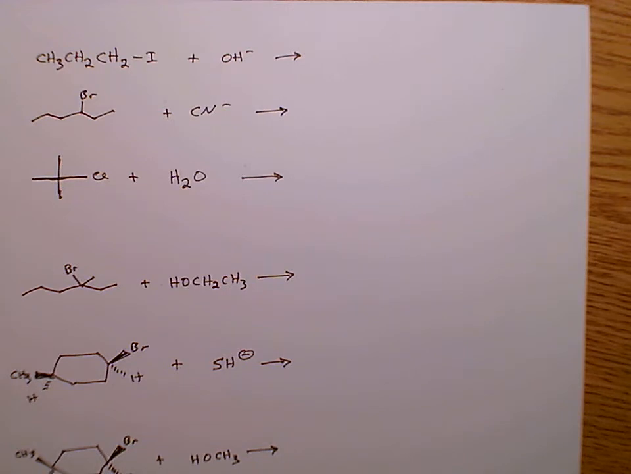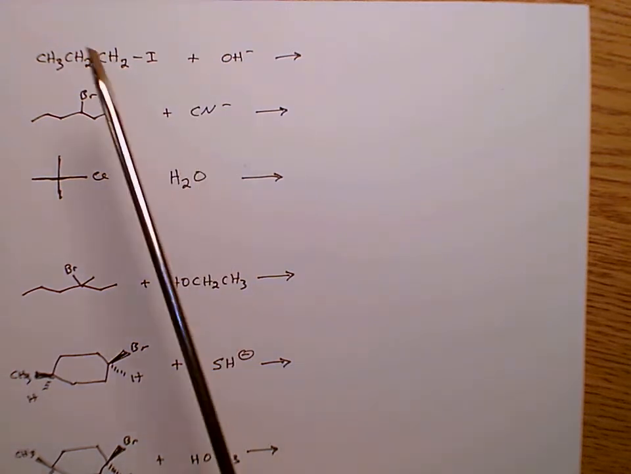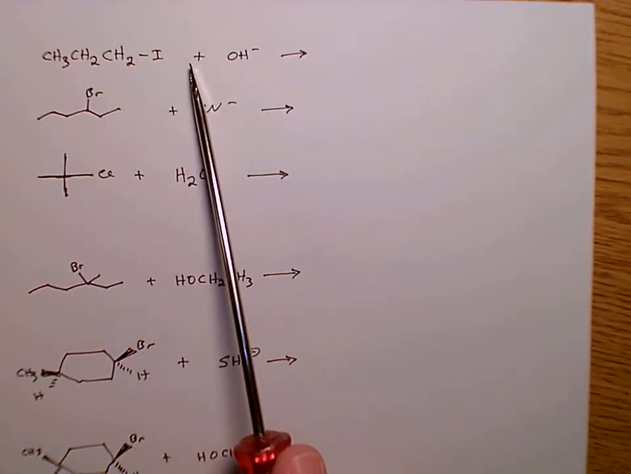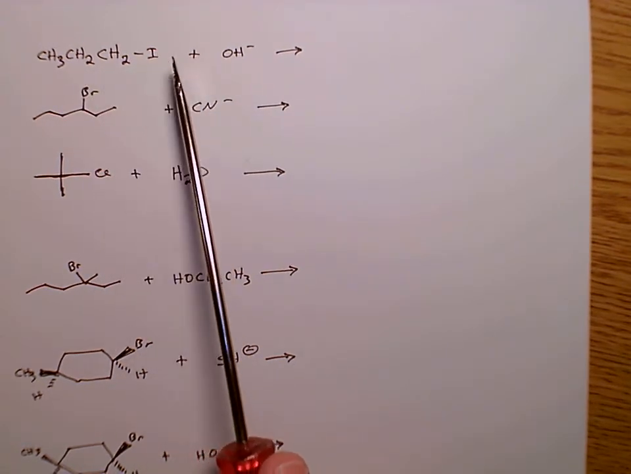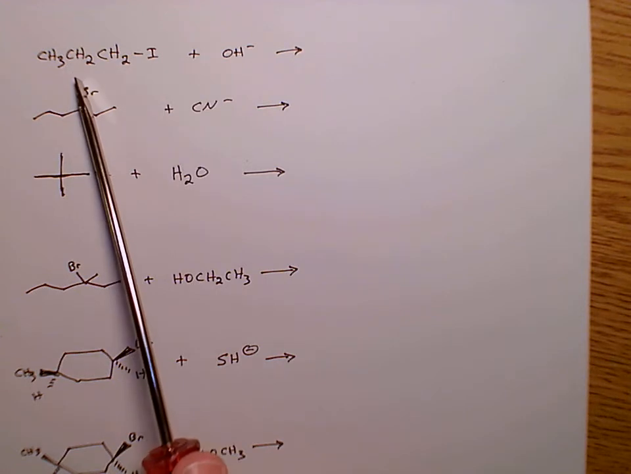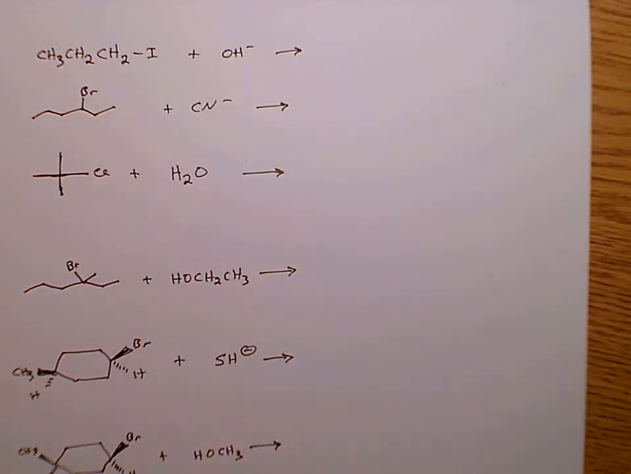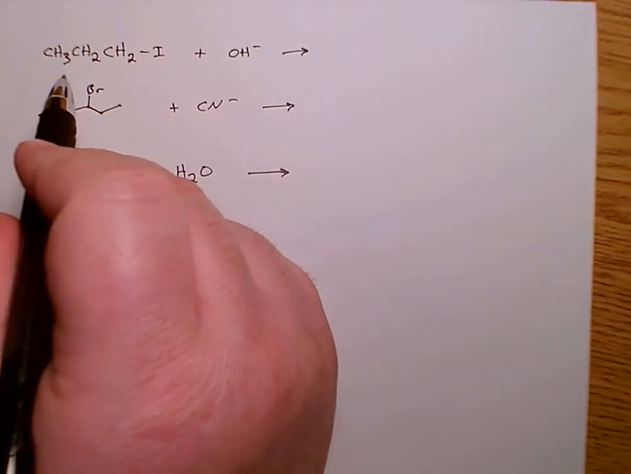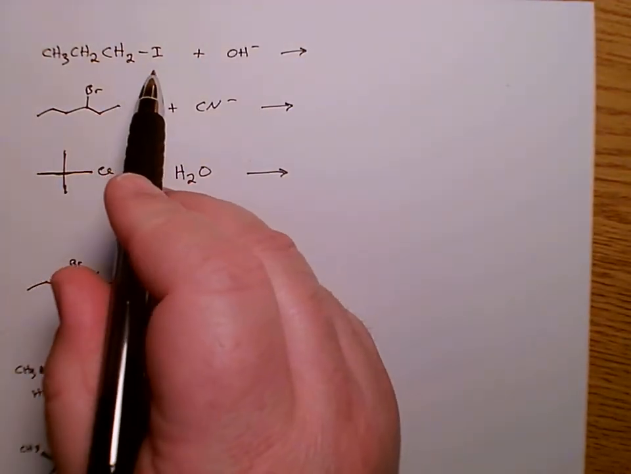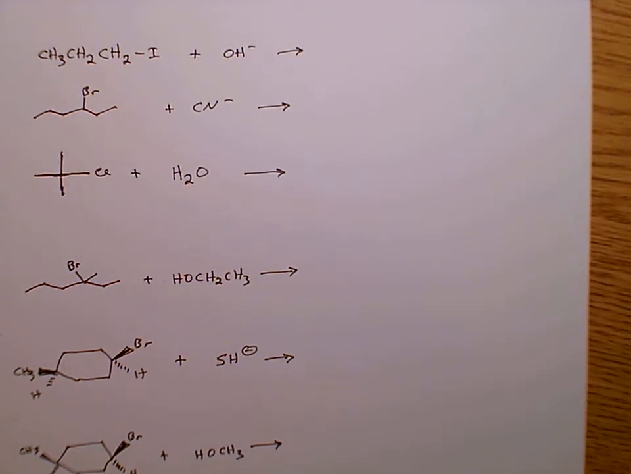All right. So where to begin? Well, let's begin at the top. We've got CH3CH2CH2I, propyl iodide, or 1-iodopropane, and we react it with OH minus. Well, what do we know about this? What can we say about this reaction? Well, first of all, do we have a good leaving group? Yes, iodide's a good leaving group.